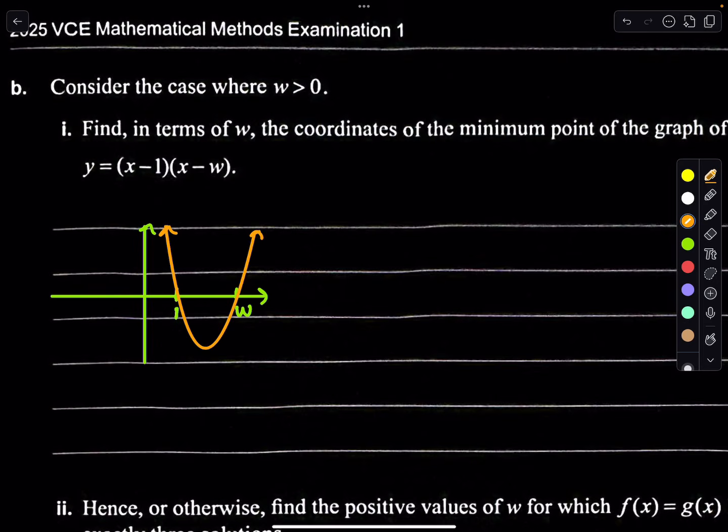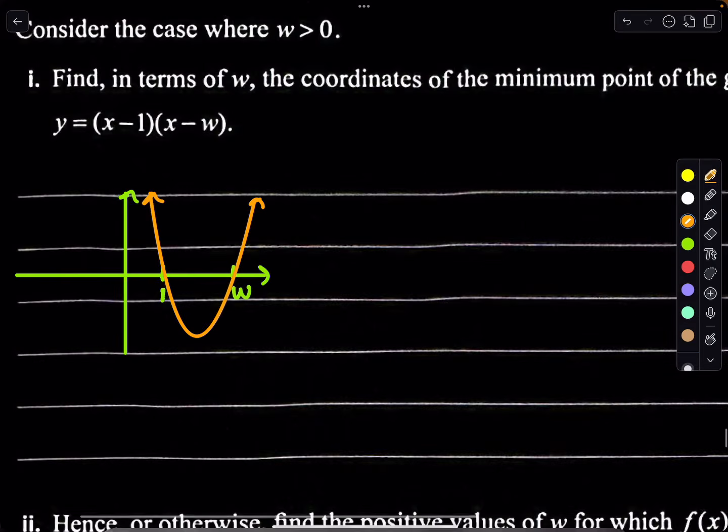Now we want to find the coordinates of that minimum turning point, this turning point over here. Guess what? It's actually not as bad as you might think, because if we have the 2 x-intercepts, the turning point is the midpoint between those two. We know w is the x-intercept here and 1 is the x-intercept here, so the midpoint between these 2 x-intercepts will give you the x value for our turning point.